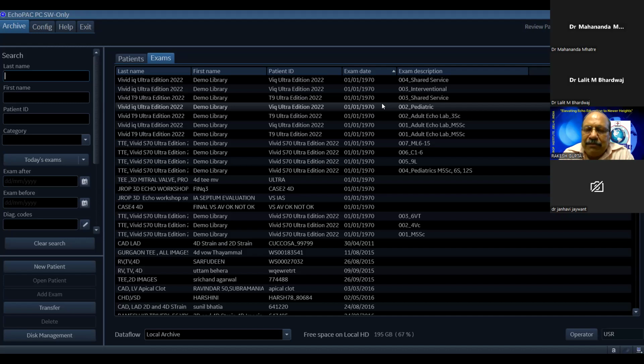Normally the slope is more than 55 centimeters per second, and in a restrictive filling pattern it is less than 35 centimeters per second.